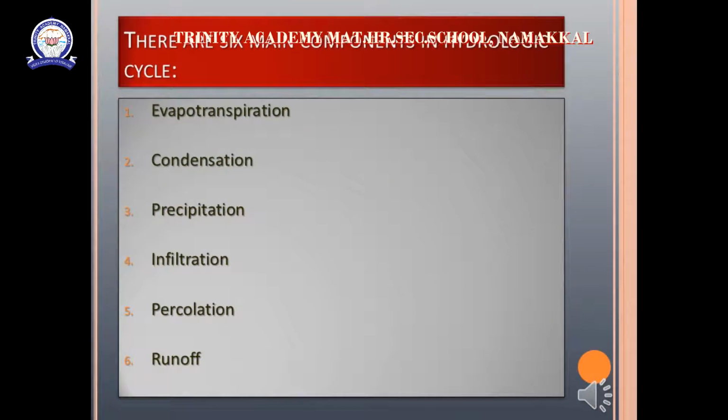There are 6 main components in hydrologic cycle. They are evapotranspiration, condensation, precipitation, infiltration, percolation and runoff.